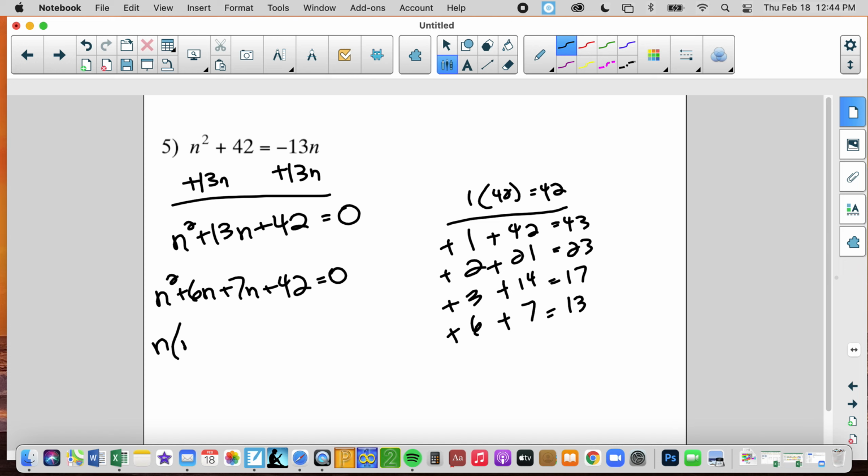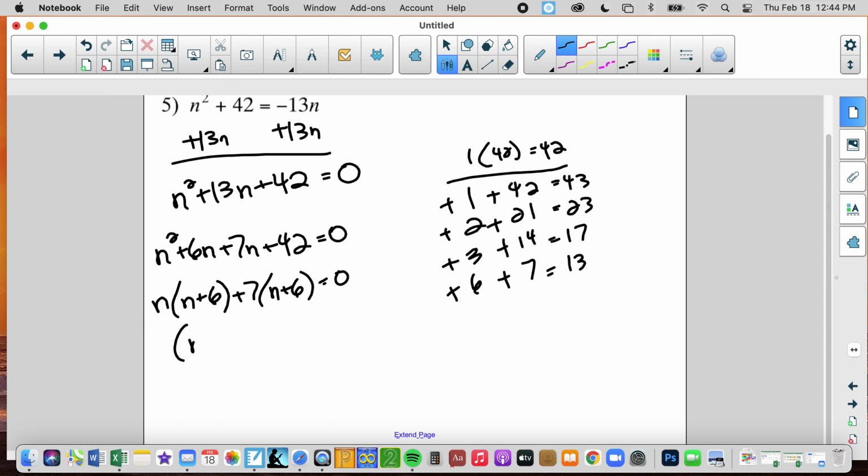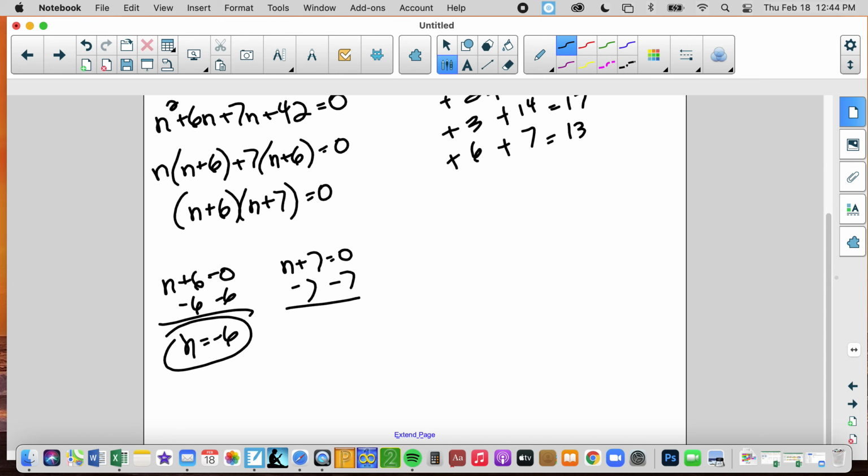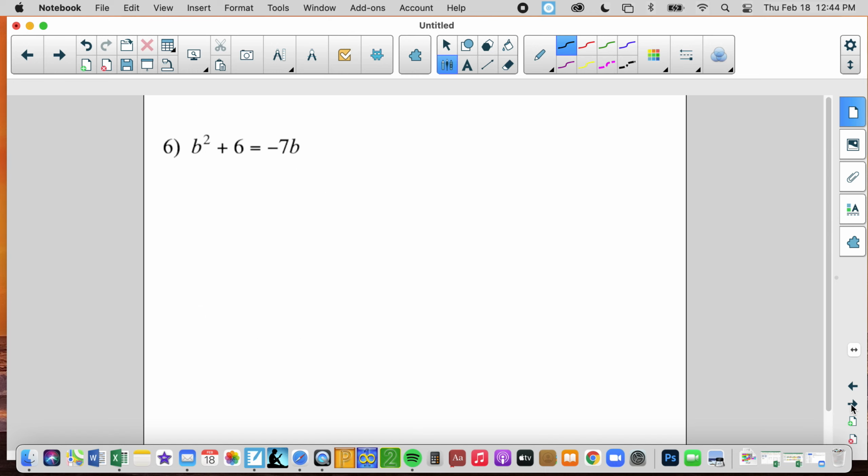We're going to factor out an n, factor out a 7. You get n plus 6, n plus 7. n plus 6 equals 0, n plus 7 equals 0, minus 6, minus 7. -7, -6, numerical order. Number 6.